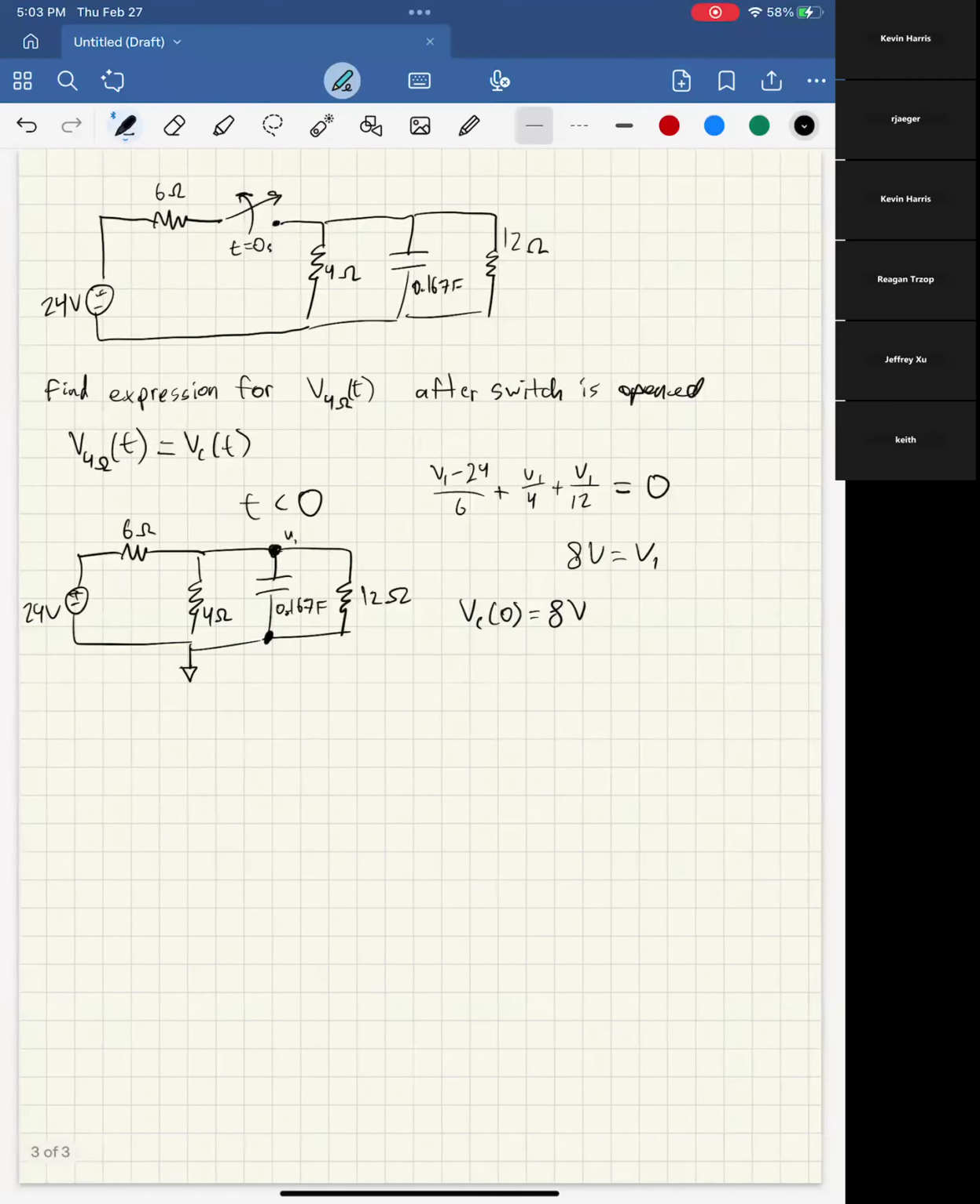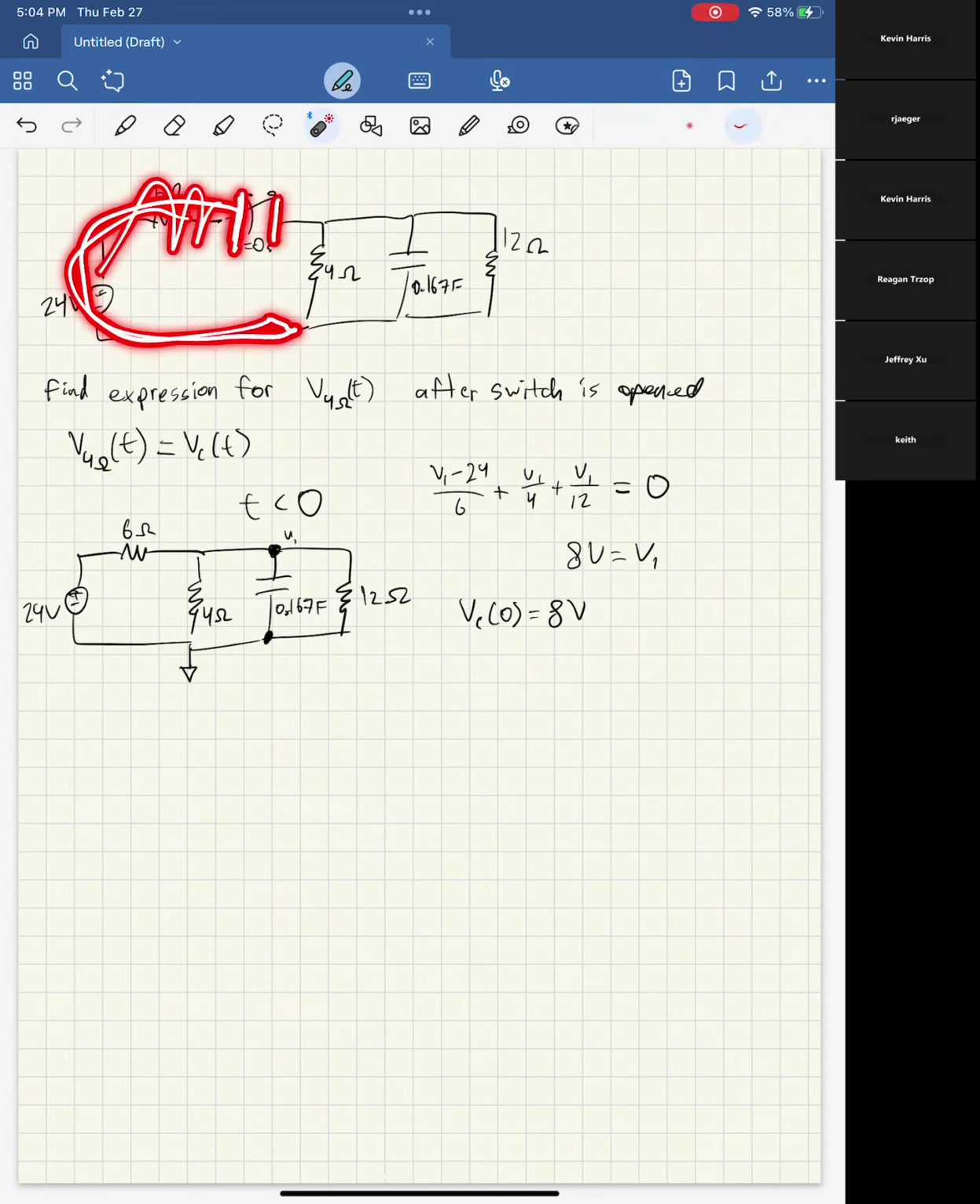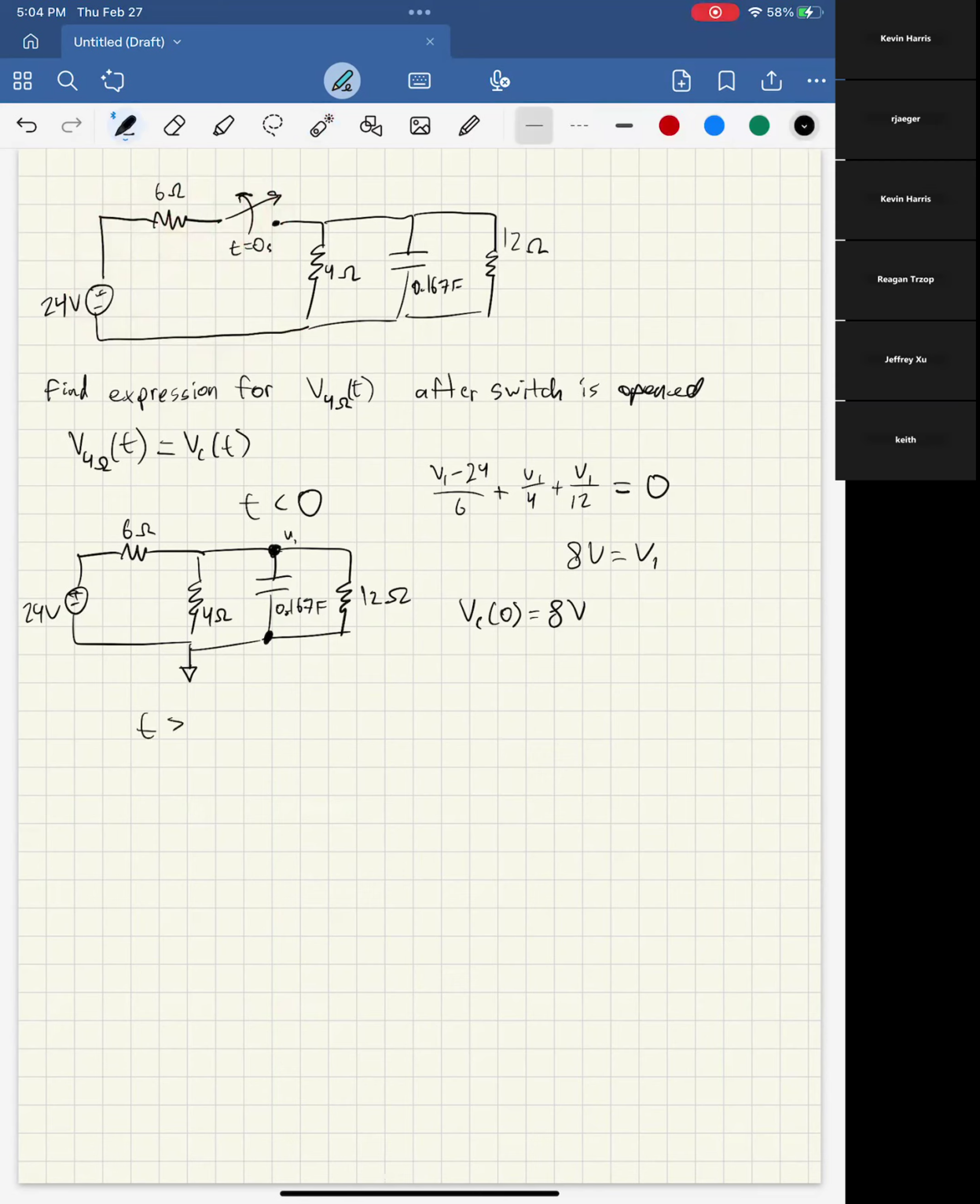Back to the question. So we found V_C(0). And for the second part, after the switch opens, we get that there's an open circuit here, right? So we can completely ignore all of this. So now for t greater than or equal to zero, we just have 4 ohms, the capacitor, and 12 ohms.